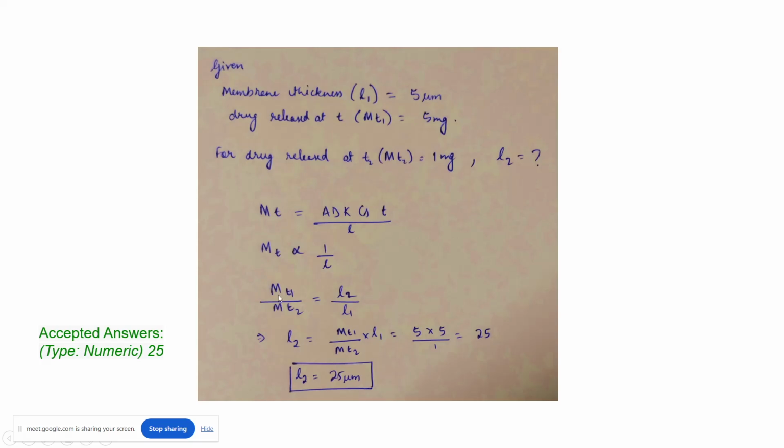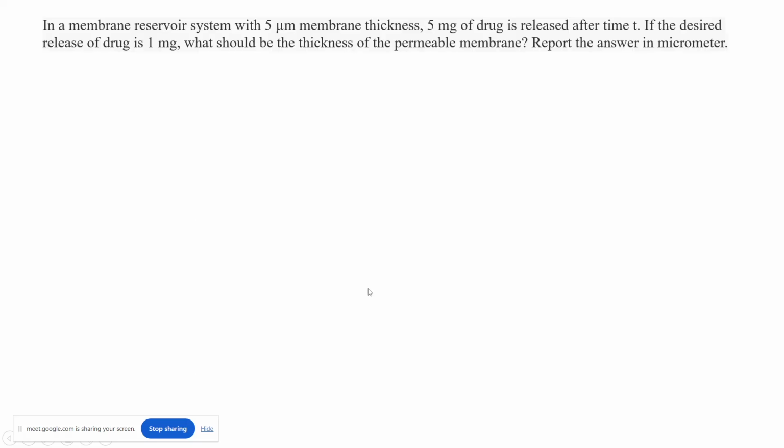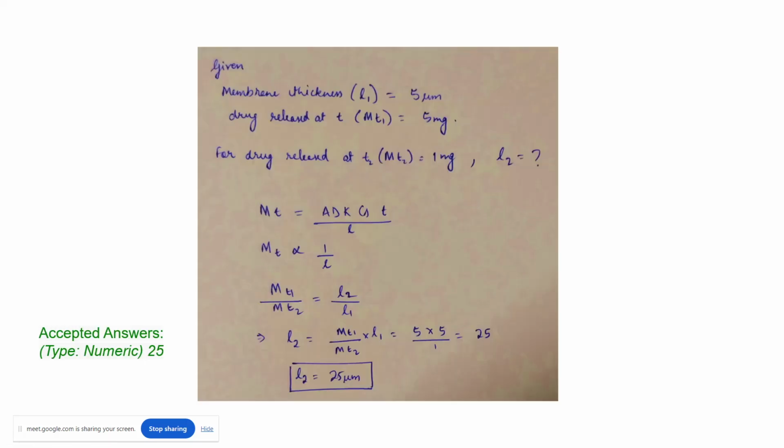So drug release at T1 by T2 equals L2 by L1. We need the thickness of the permeable membrane to release 1 mg, so you need to find L2, which would be Mt1 by Mt2 into L1. Initially the drug is 5 mg and thickness is 5, and the desirable release is 1, which will give you an answer of 25 micrometers. So the correct answer would be 25 micron. Most of you gave the correct answer.